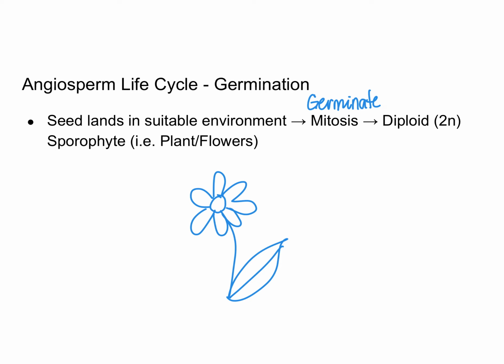So to come full circle with the life cycle of an angiosperm, remember we're talking about this alternation of generations. If the seed lands in a suitable environment, it is going to germinate. And germinate just means that it's going to go through mitosis over and over again to ultimately form a new multicellular diploid sporophyte. So the plant, the flower itself, is the sporophyte.